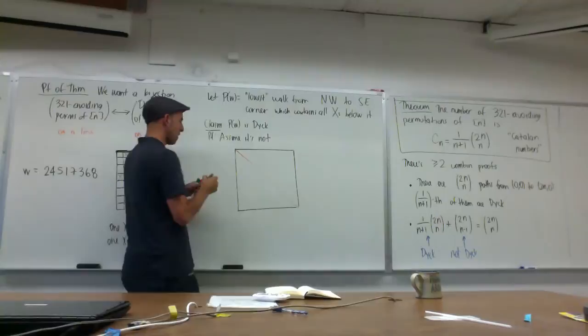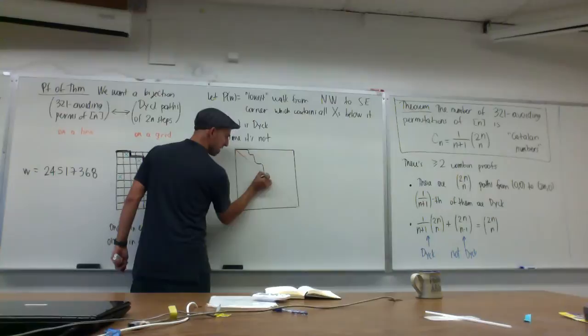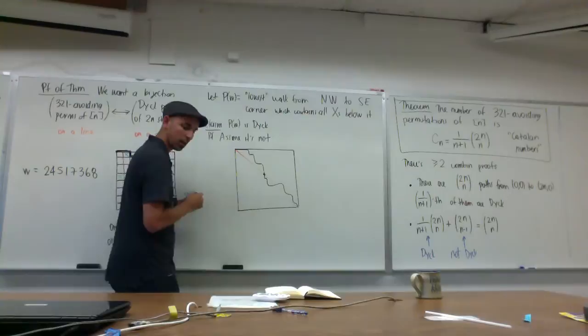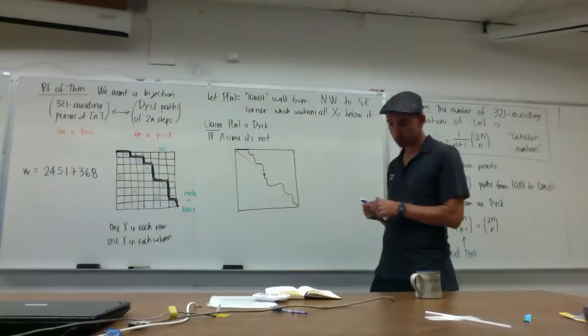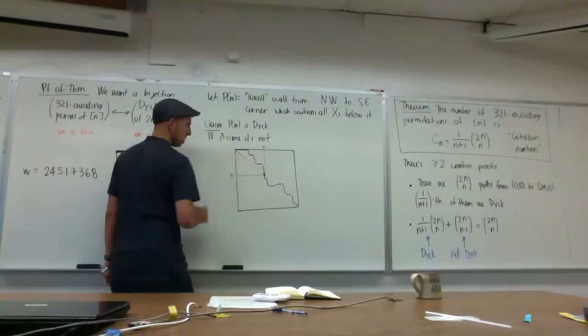So let's assume that our path went like this, and then like this, and then maybe it crossed. And we're going to reach a contradiction. Okay? So let's say that it crossed right here. Who knows what it did later, it doesn't matter. Let's say that it crossed at k. So let's assume that this right here is k and k. That's where it crossed.